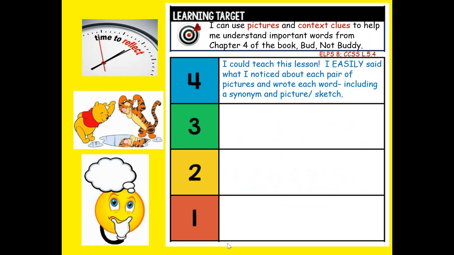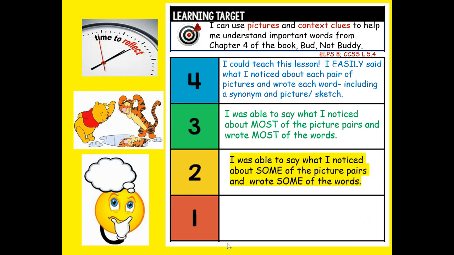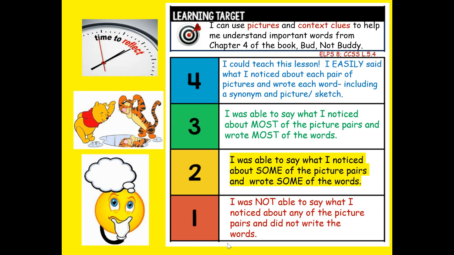4, I could teach this lesson. I easily said what I noticed about each pair of pictures and wrote each word, including a synonym and picture or sketch. 3, I was able to say what I noticed about most of the picture pairs and wrote most of the words, including the synonym and picture. 2, I was able to say what I noticed about some of the picture pairs and wrote some of the words, including the synonym and sketch. Or 1, I was not able to say what I noticed about any of the picture pairs and did not write the words. So on the top of your paper, give yourself a reflection grade of 3, 2, or 1.